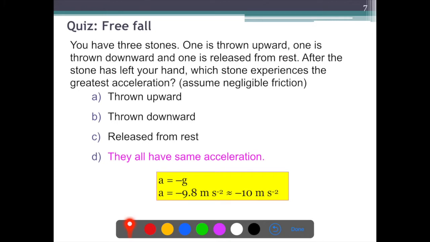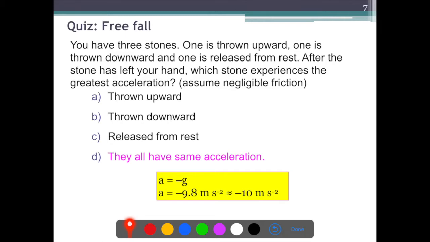If you answered that the stones will all have the same acceleration, then you are correct, because any object that's falling only under the influence of gravity and friction is negligible will be falling under free fall. And its acceleration is constant, that's equal to the gravitational acceleration g, which is negative 9.8 meters per second squared, meaning every second the velocity of that object changes by 9.8 meters per second.